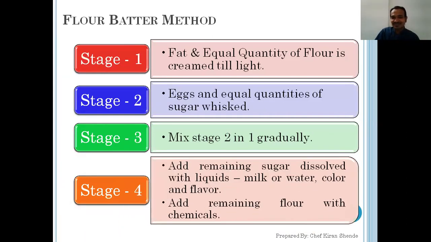What happens in the 4th stage? Add the remaining sugar dissolved in liquid. Maybe it can be milk or it can be water, along with the colors and the flavors, and the remaining flour along with the chemicals, by means of soda or baking powder, is added to the mixture.